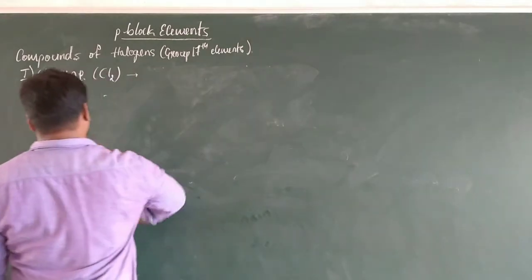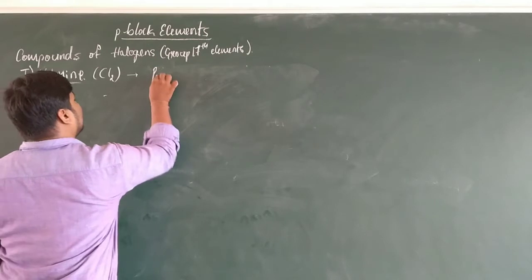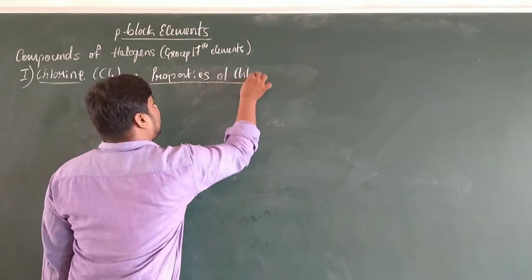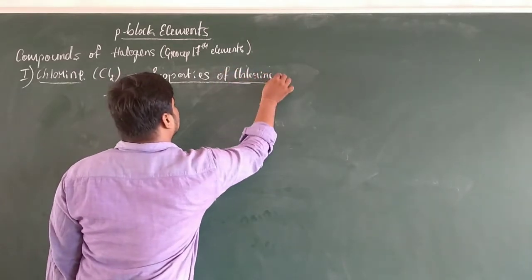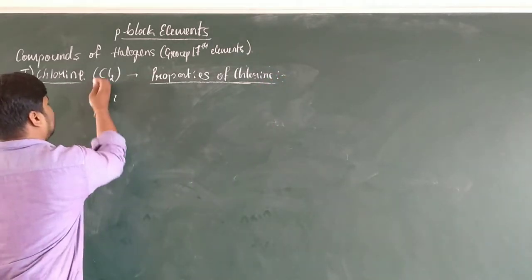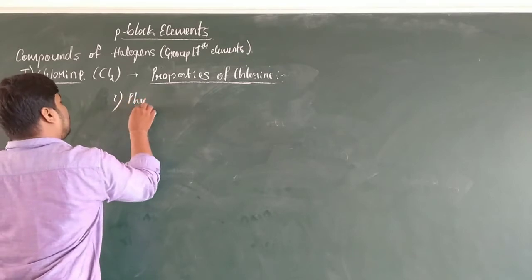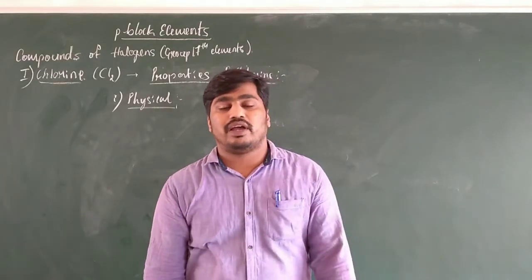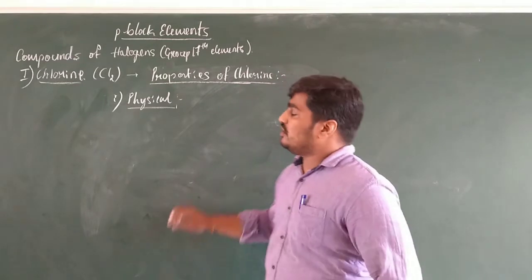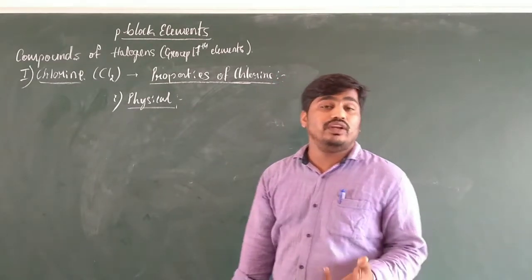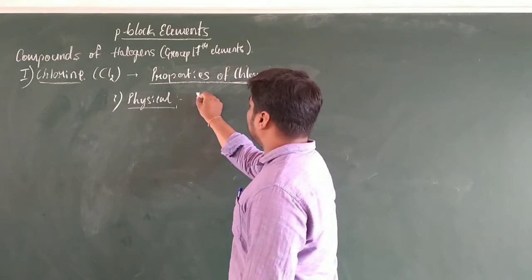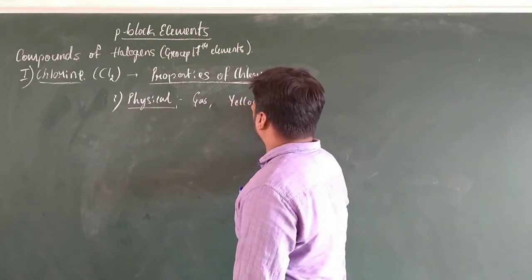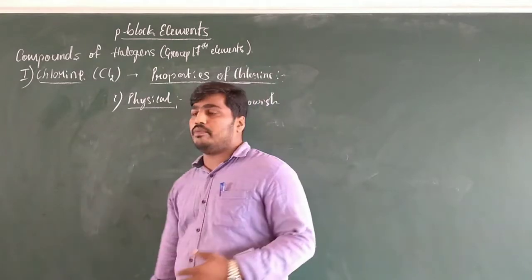Next, properties of chlorine. Under the properties of chlorine, there are two types of property. One is physical property. Under physical property, we consider the state, the solubility, the melting point, boiling point, and all that. When you observe chlorine, it exists in the form of a gas. The color of chlorine gas is yellowish. Okay, a yellowish color gas is observed.